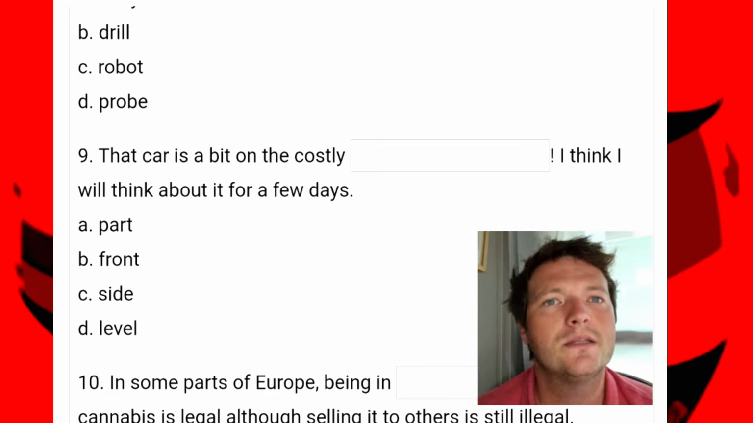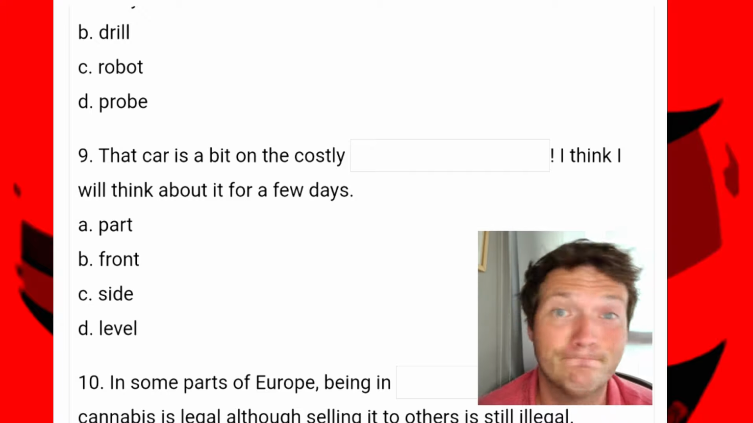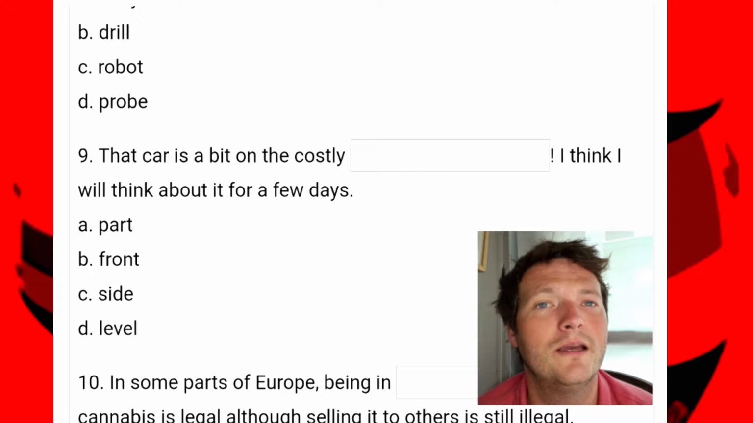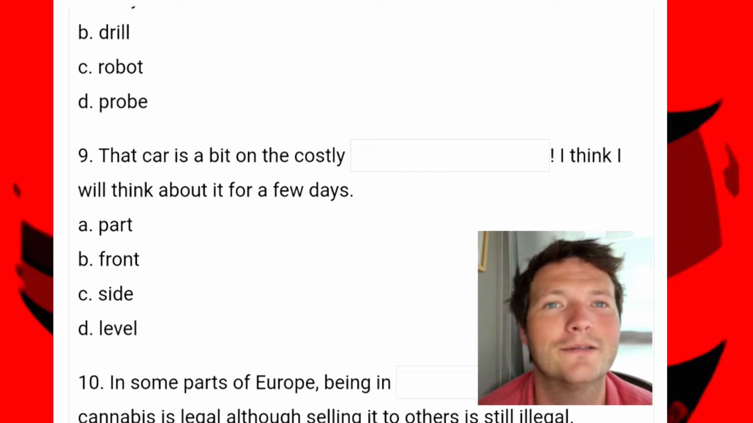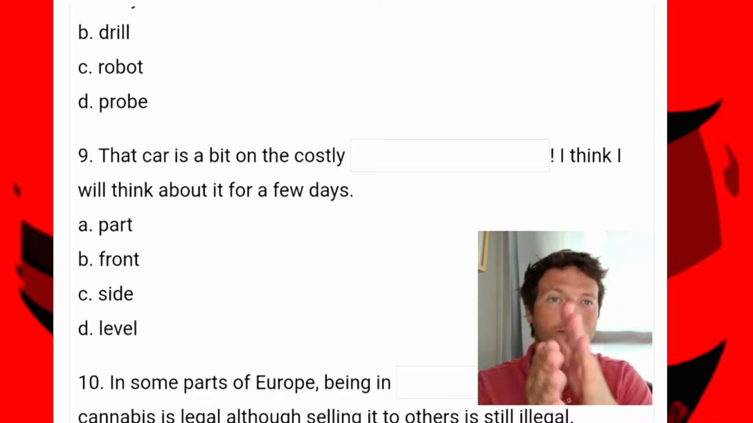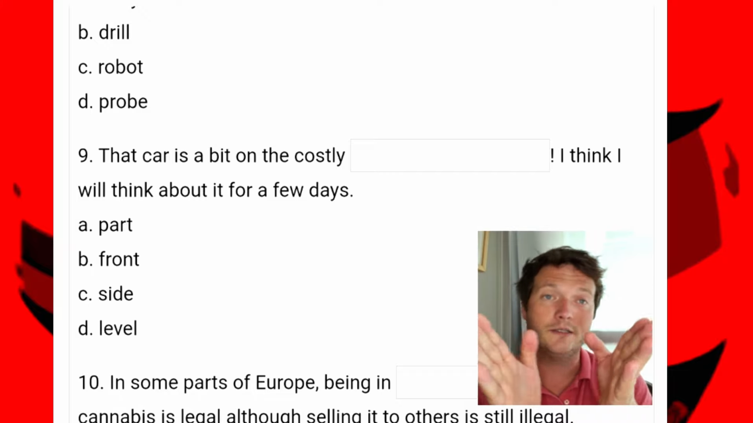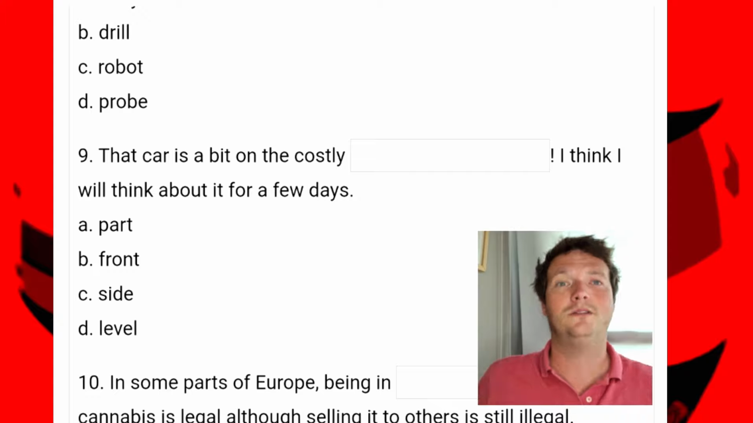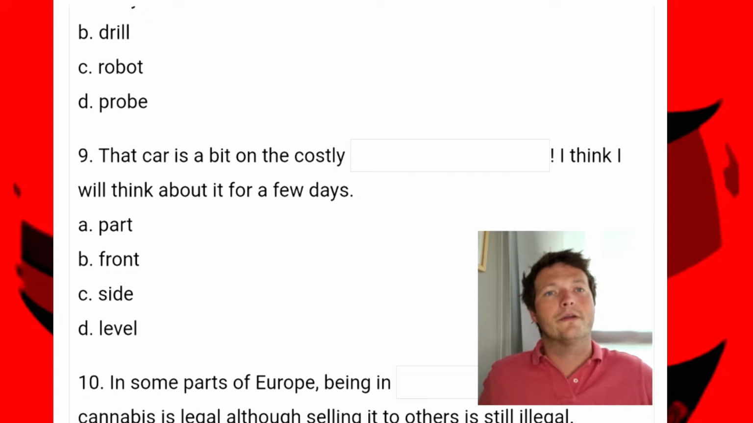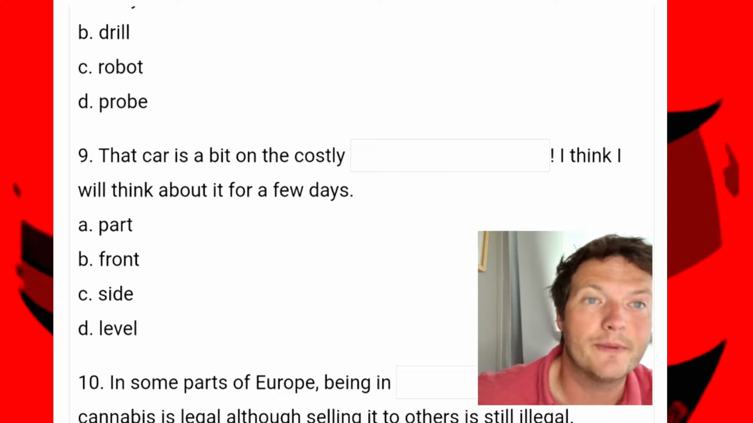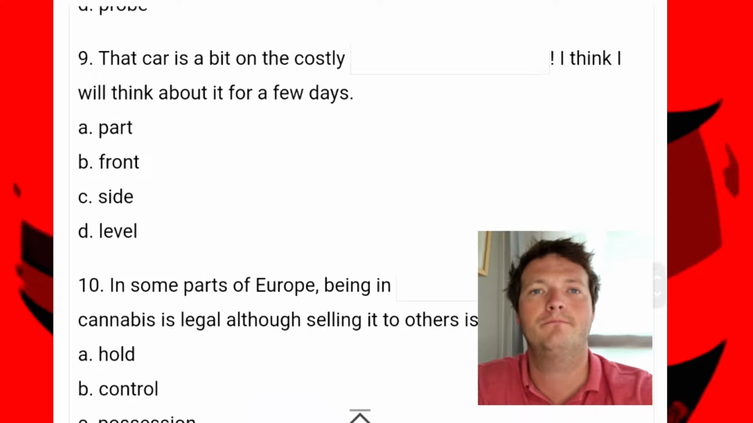That car is a bit on the costly part, front, side, level. I think I will think about it for a few days. It's a bit on the costly side, right? There's two sides. There's expensive and inexpensive. Expensive and cheap. It's a little bit on the side of costly, right? It's a little bit on the costly side. Yeah, it's a little bit expensive. Costly side, no doubt about that.